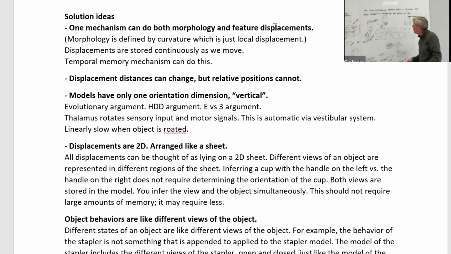So anyway, I'm trying to explain how you might unite these: the same mechanism, depending on what you give it as an input, will learn morphological objects or feature to feature, or what we might call feature to feature displacements. So that's the general idea. I'm trying to see if I can get that to work.